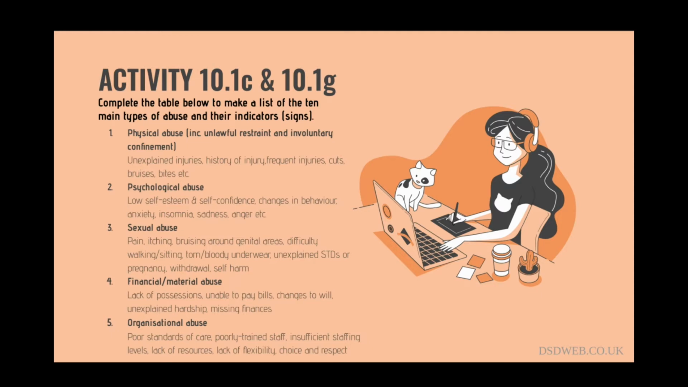Some indicators of psychological abuse include changes in behaviour, especially in the presence of a particular person, low self-esteem and self-confidence, anxiety, insomnia, sadness or anger.